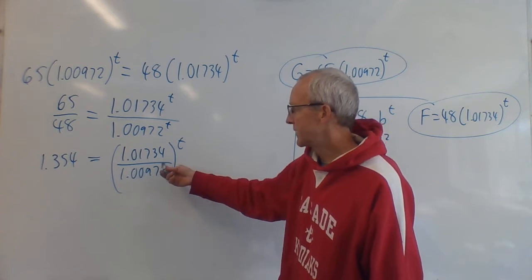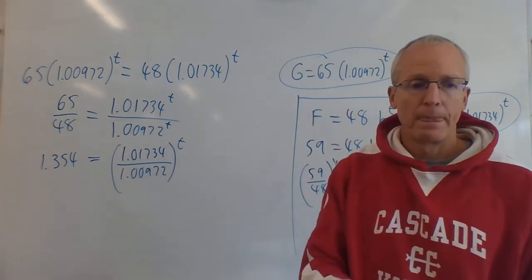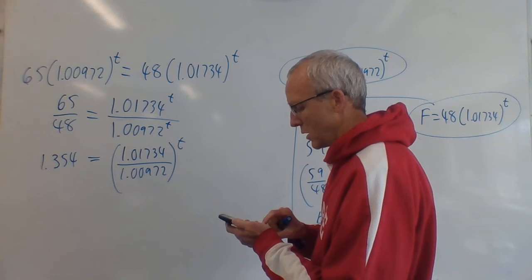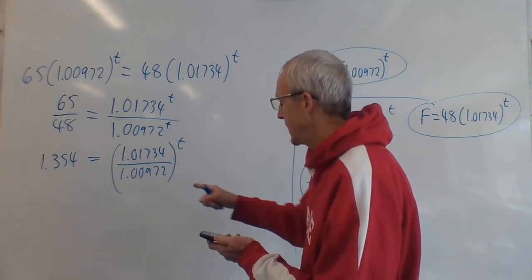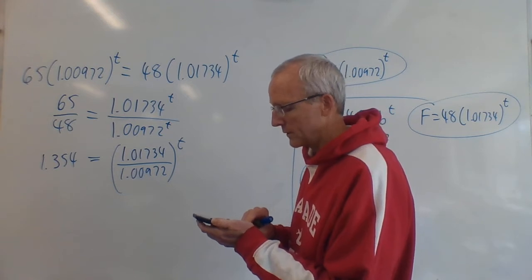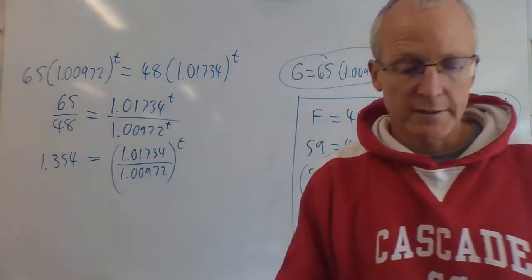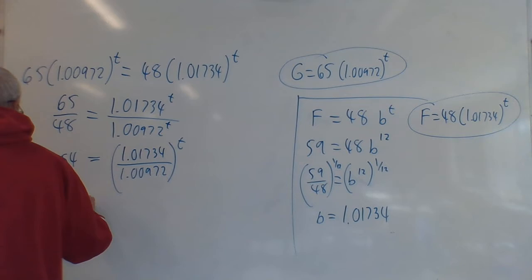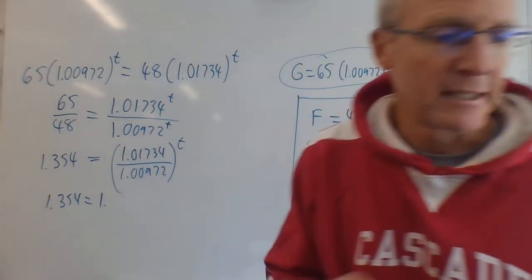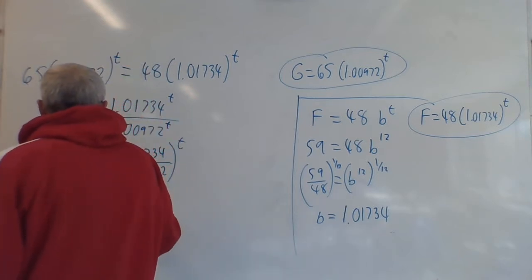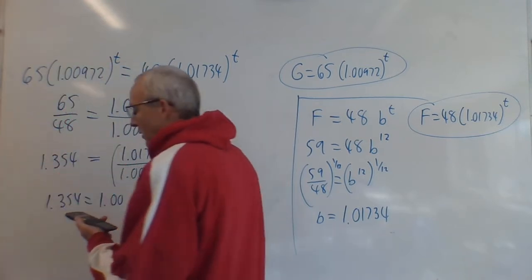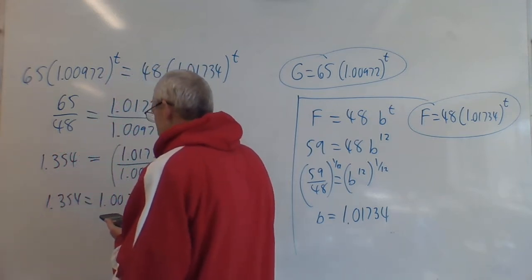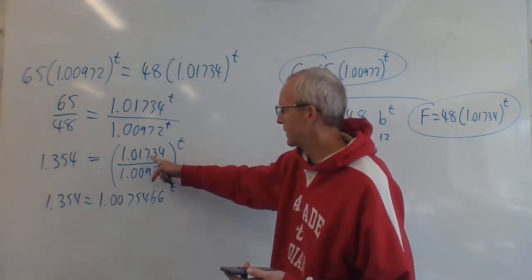So let's figure out what that is now. So let's see, 1.01734 divided by 1.00972, I get 1.007546. You've got to keep lots of decimal places. So 1.354 is equal to 1.0075466. Okay, that's good enough. To the t power, right? To the t power. So that number divided by that number is this.